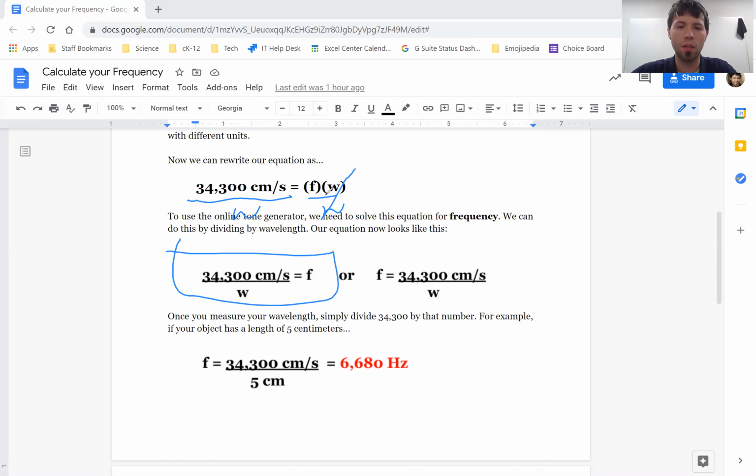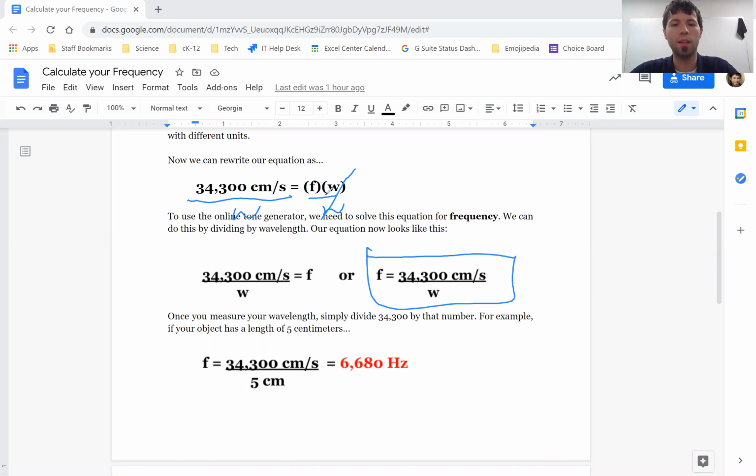Of course, it's much easier to look at this formula because we're used to having the unknown on the left side. So frequency is equal to 34,300 centimeters per second divided by the wavelength. If you didn't understand how I got there, it's okay. You can watch this video again, or we can talk on Zoom or in person.